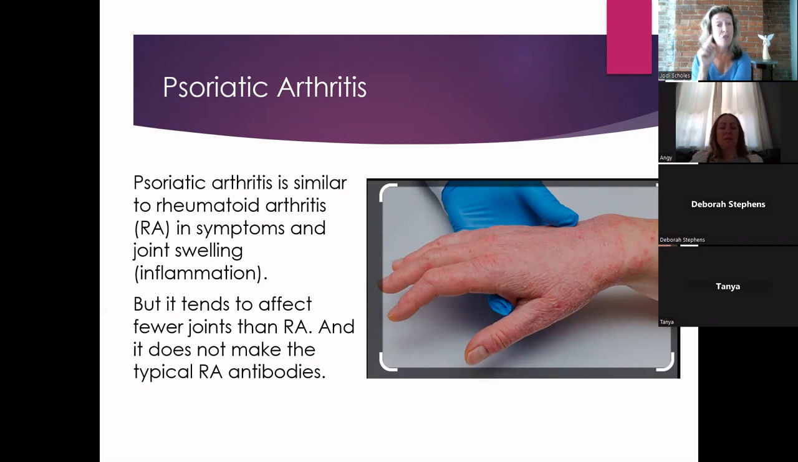And you may see that on the MBLEx. So RA refers to rheumatoid arthritis. Psoriatic arthritis usually is more so in the hands, fingers, and wrist. It doesn't affect as many joints or as much tissue as RA does. And as I mentioned, RA has some markers that are antibodies that tell you it's systemic. Psoriatic arthritis doesn't have those markers.